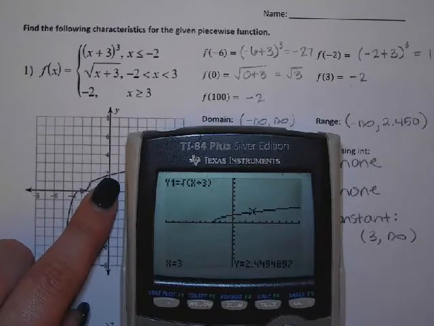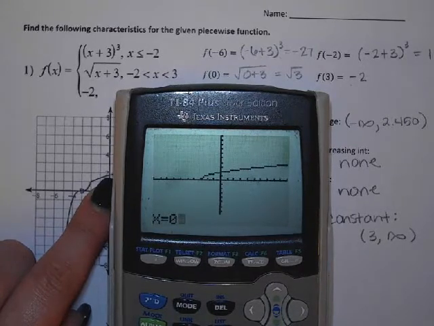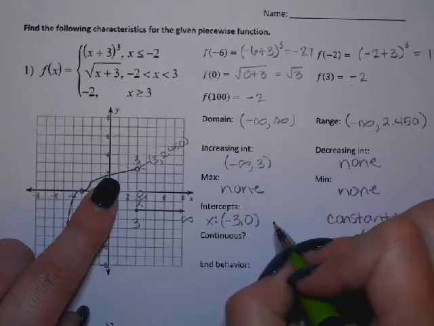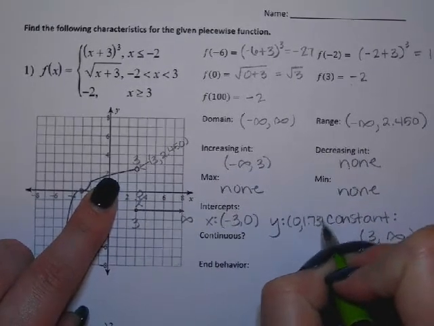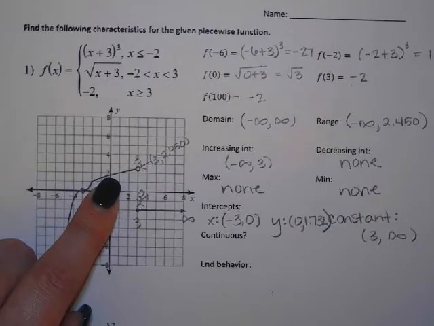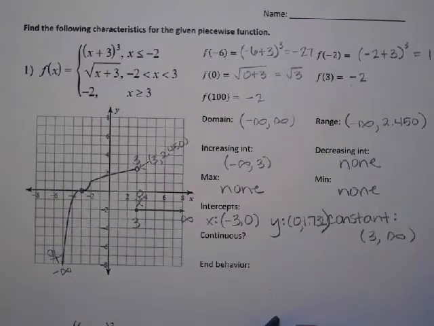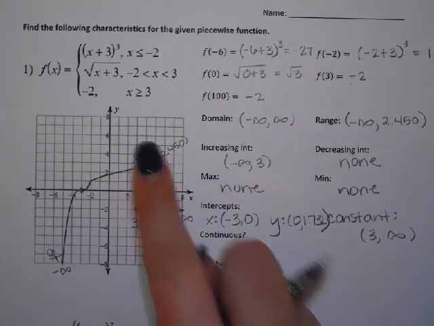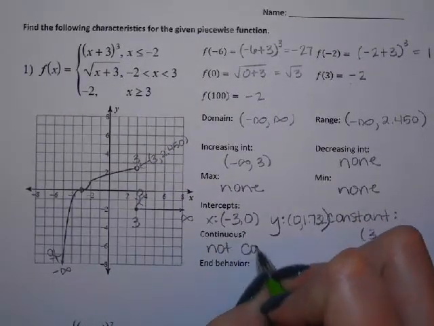And so I'm going to go ahead and do second trace, number 1, plug in 0, 1.732. So the y-intercept is 0, 1.732. Okay, so we've got our x-intercept, we've got our y-intercept. Is the graph continuous? We're going to say no, because if I trace this, I have to pick up my finger. So I'm going to say not continuous.